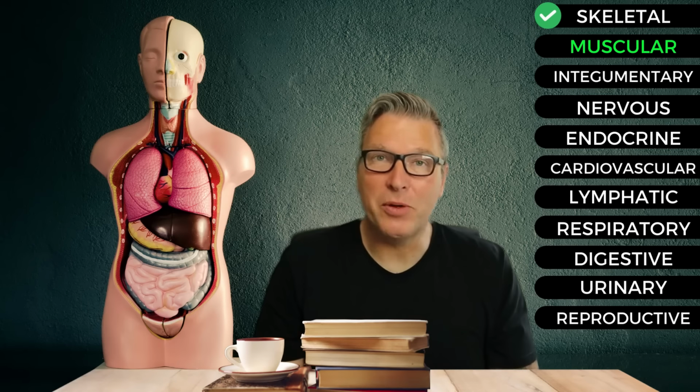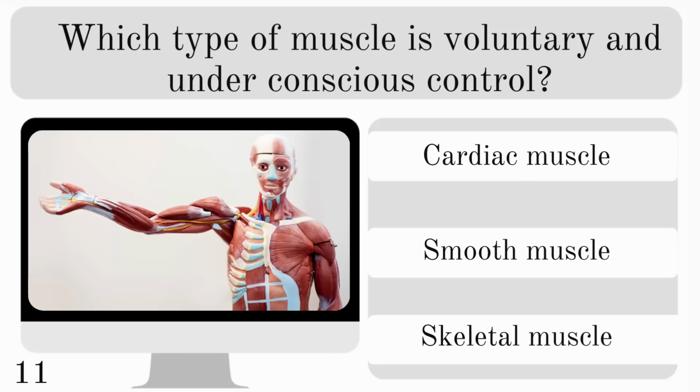Okay, so next up we have the muscular system. Which type of muscle is voluntary and under conscious control? Cardiac, smooth, or skeletal muscle? And the correct answer there, skeletal muscle.